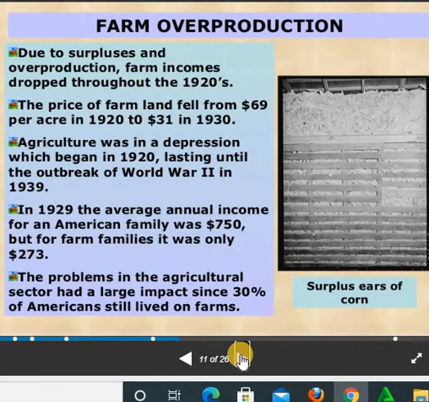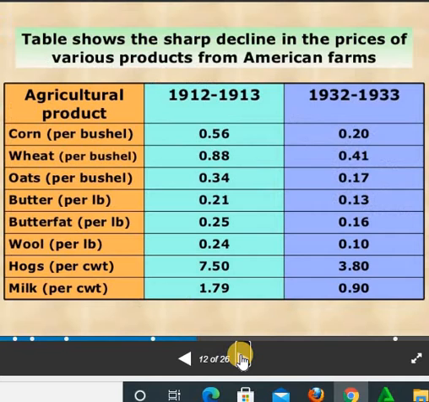This was the same scenario in farms. There was overproduction in farms, yet the market was so small because people didn't have money. So at the end of the day, there were surpluses and farm incomes dropped throughout the 1920s. Even the price of farmland fell from $69 per acre in 1920 to $31 per acre in 1930.